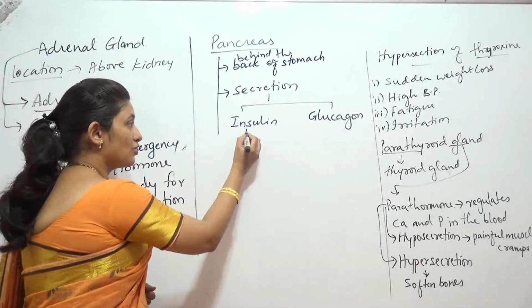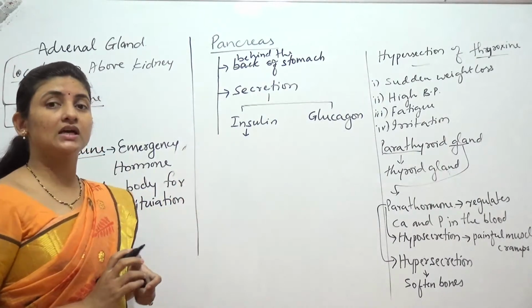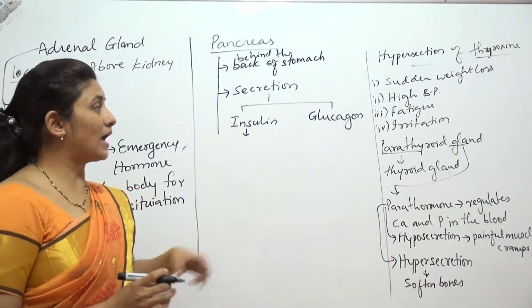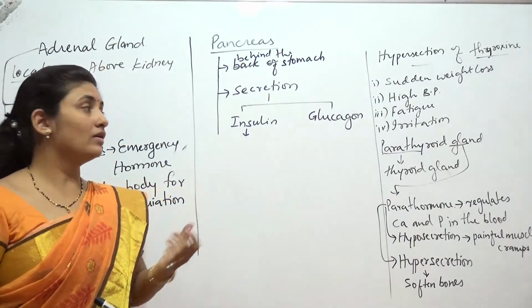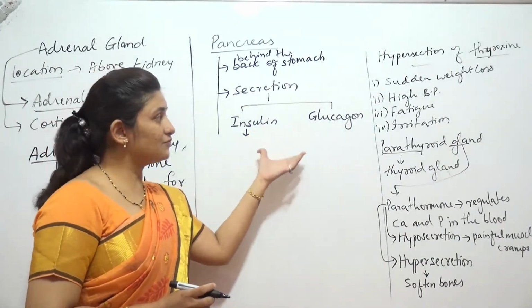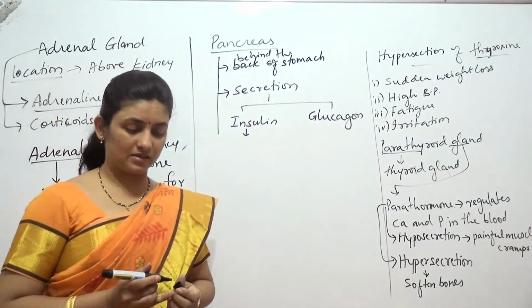Now, what is the function of insulin in the body? What happens if insulin is secreted in less or more amount? What happens if glucagon is secreted insufficiently or over-secreted in the body? The details of these secretions we shall come across in the coming class.